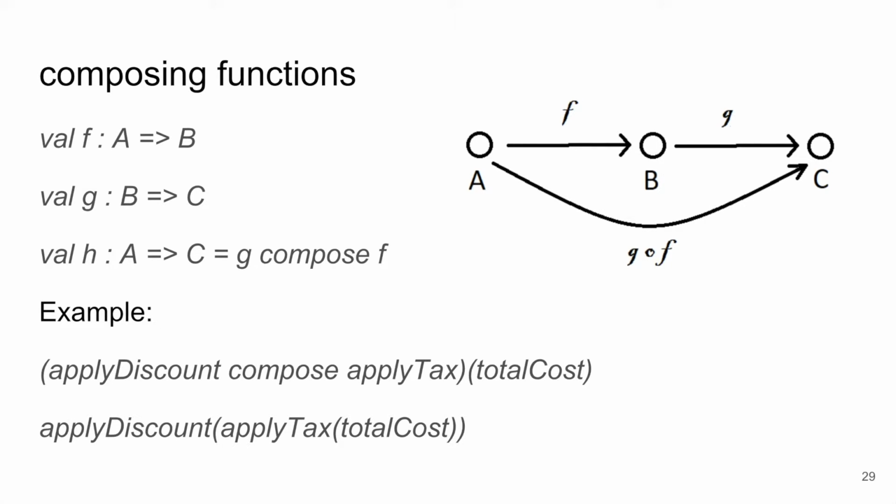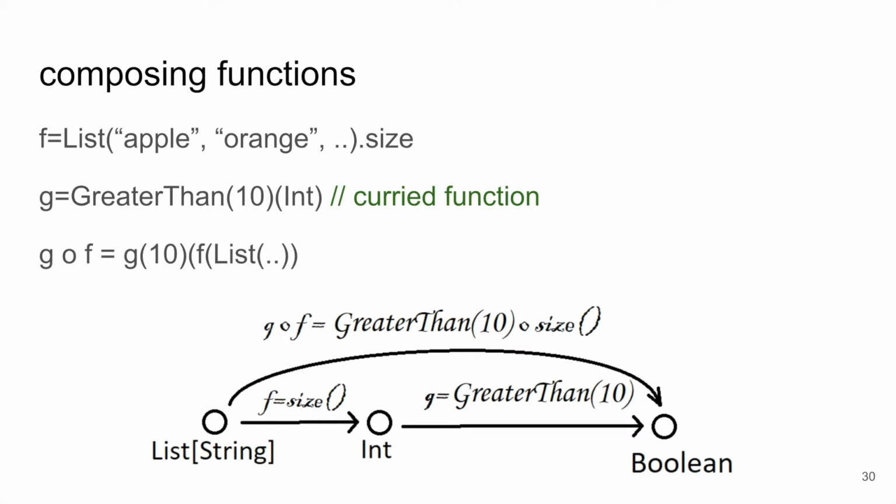And this is what the Scala syntax looks like for composition of a function that applies tax and then applies discount to that result. Another example of function composition is if you have a list of strings, a size function, and a greater than function, which in this case is curried and has one of the parameters already set to 10. What you can do is you pass the list through the size function and get an int, then take this int and pass it through the greater than curried function, and you get a boolean.